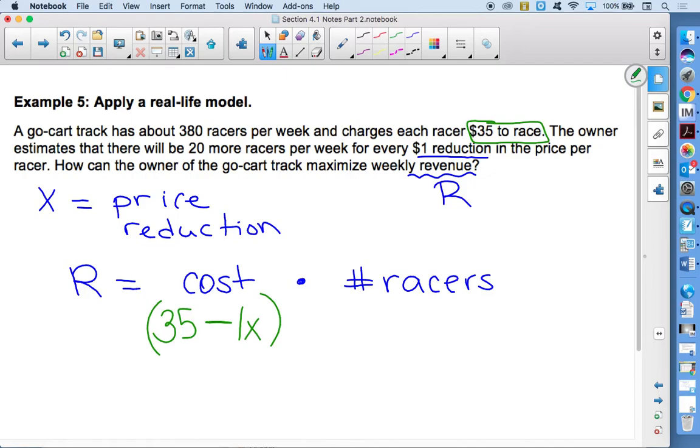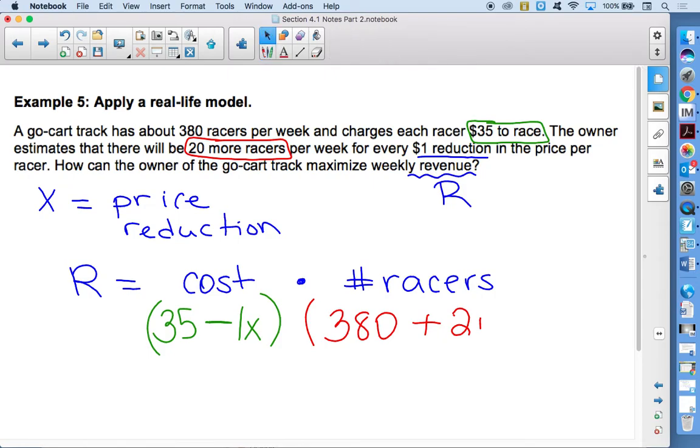And every time I make that reduction, I might gain more racers. We're going to think about the racers in the same way. So the total number of racers he has is 380. But he estimates that he will get 20 more racers if he reduces the cost by $1 every time. So 20 more racers means I would have an increase of 20 racers every time I reduce the cost. And again, I don't know what the reduction is, so that's why we just put an x there.